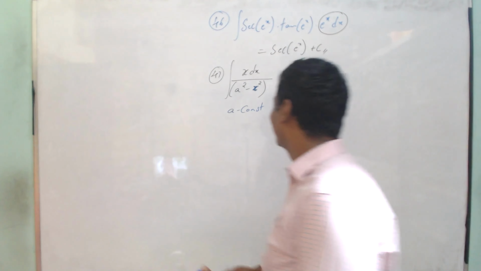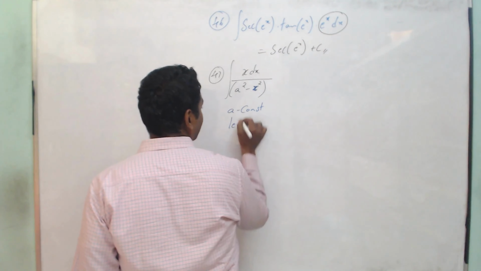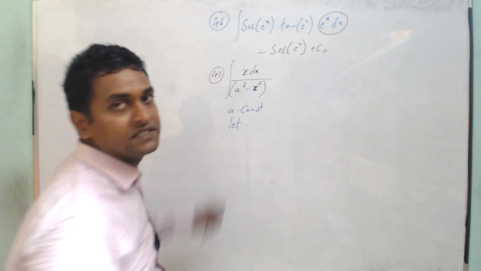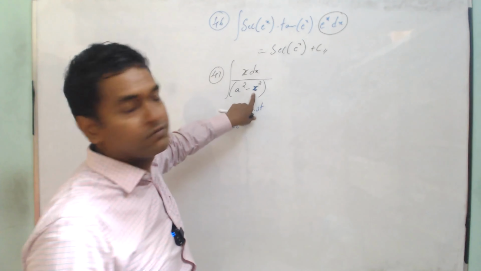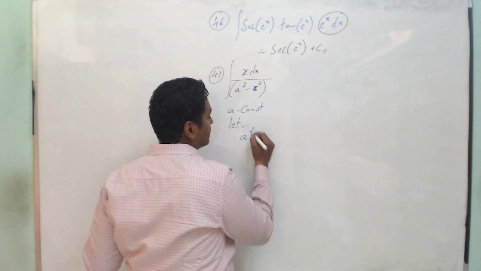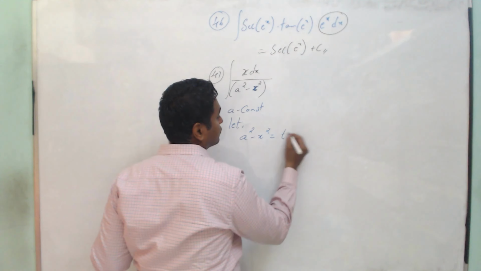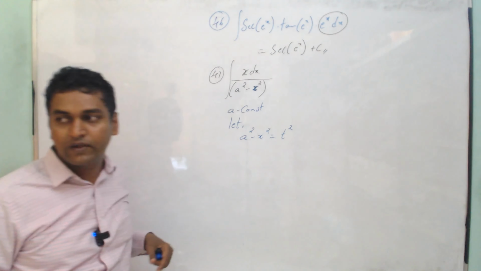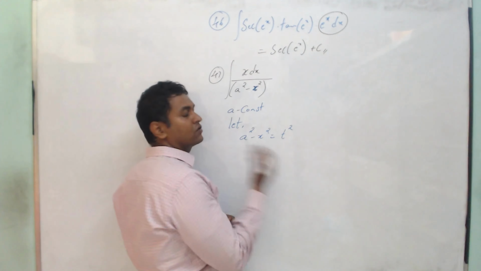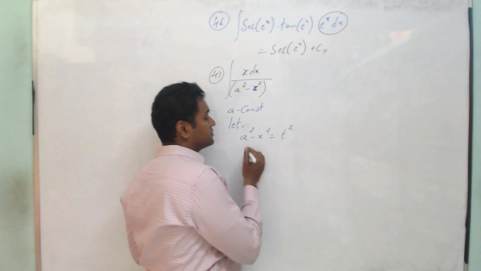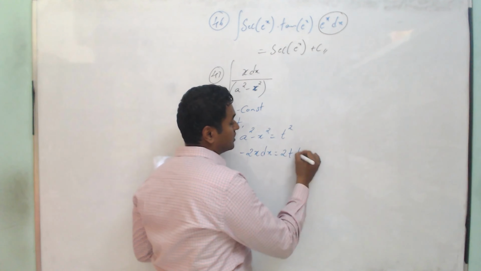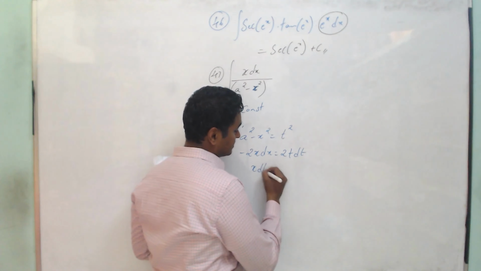So a square, let's see, obviously I have x square here and with dx I have x, so I'll have to do something about the denominator, right? So let a square minus x square be equal to t square. Okay, let it be that. a is a constant. So when I differentiate this, I will have minus 2x dx is equal to 2t dt. So my x dx is nothing but t dt.